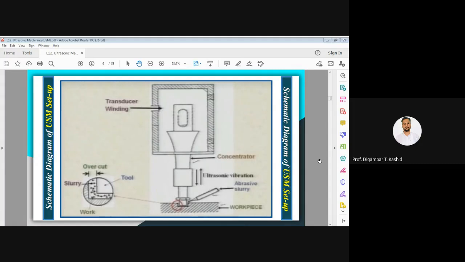Actually, this is a schematic diagram of the setup of an ultrasonic machine. After this, we'll start with the elements one by one. We'll see the function of every element: how you will get the waves, then how they are converted into mechanical vibrations having ultrasonic frequency, then the role or purpose of the concentrator, then the abrasive slurry.